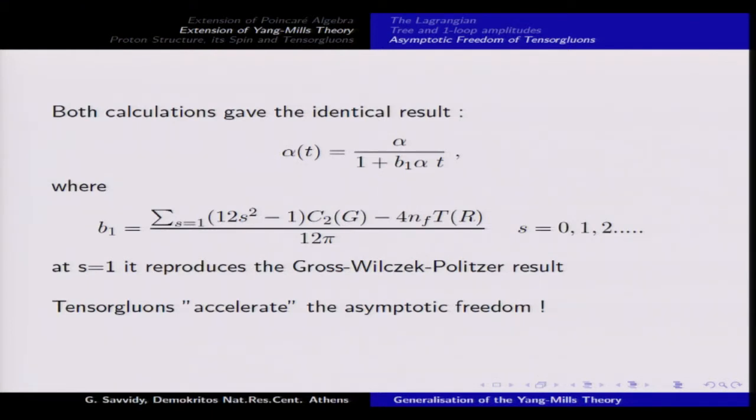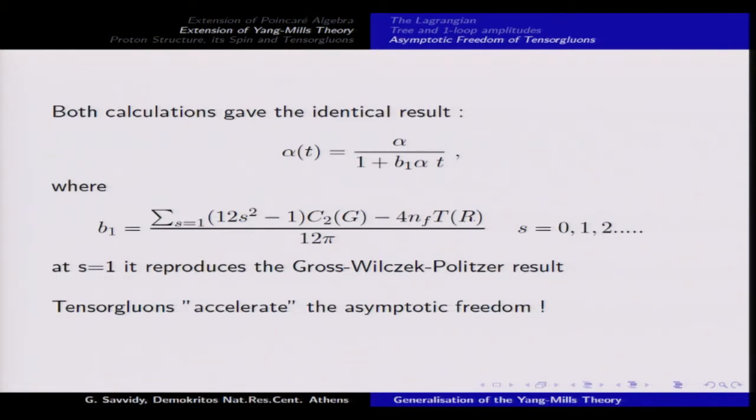Looks very, very simple. So we see that the first coefficient of the Callan-Symanzik beta function is equal to (12s squared minus 1) multiplied by the Casimir operator, divided by 12. You can see here, if we substitute s equal to 1, we get 12 minus 1, which is 11. And that's a famous result, which was also quoted many times in this conference by Gross, Wilczek, Politzer.